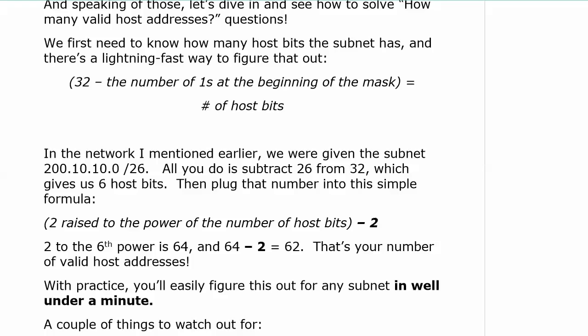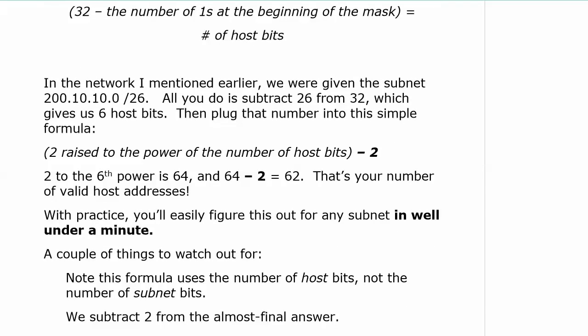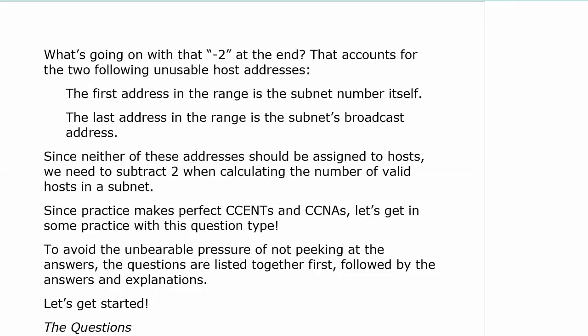A couple of things to watch out for here. Note that this formula uses the number of host bits, not the number of subnet bits. Makes sense. When we're concerned with the number of valid subnets, we're working with the network and the subnet bits. When we're figuring out how many valid hosts we have, we're using the host bits. We subtract 2 from the almost final answer when it comes to the number of valid hosts. Why exactly do we do that?